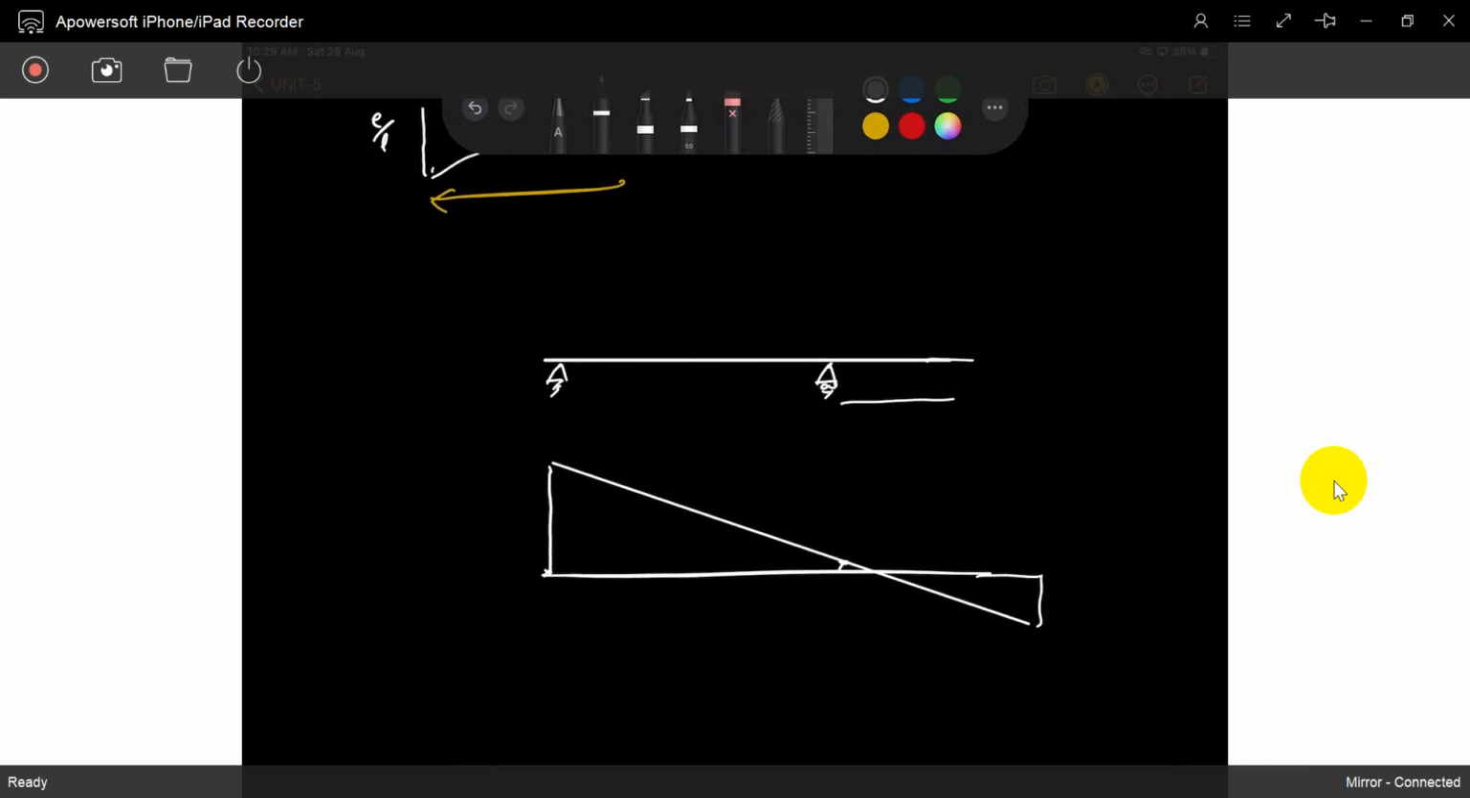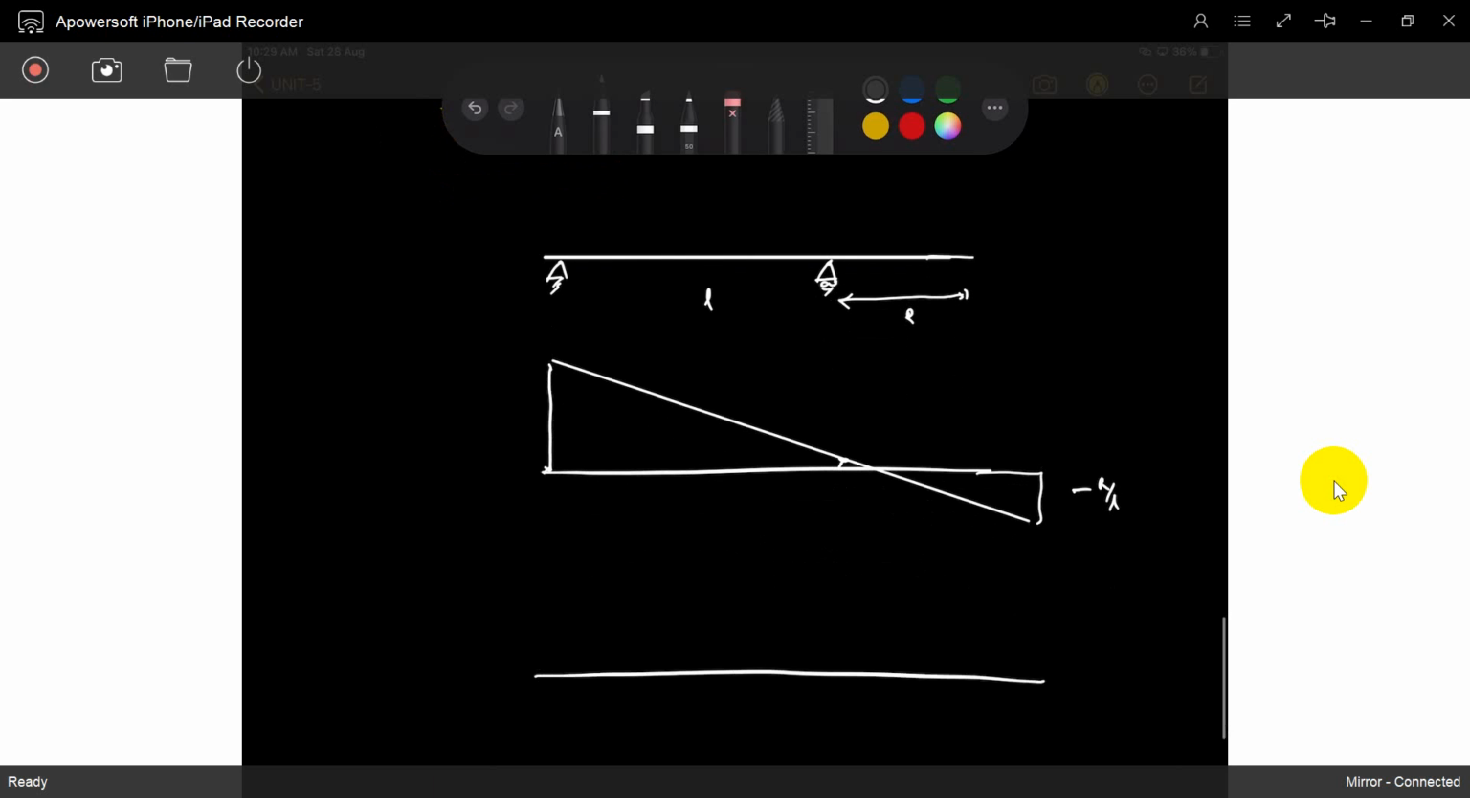So what is the portion here? Based on that portion only you can say. See, it is L, it is some R. You can write it. So this is minus R by L. Same if you write this. If you write like this, RB.